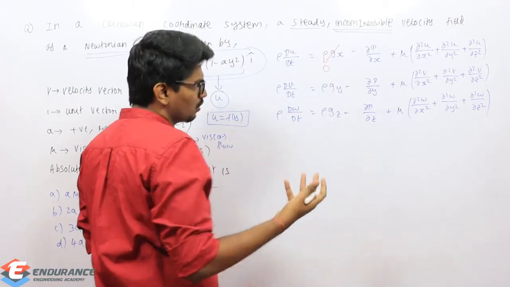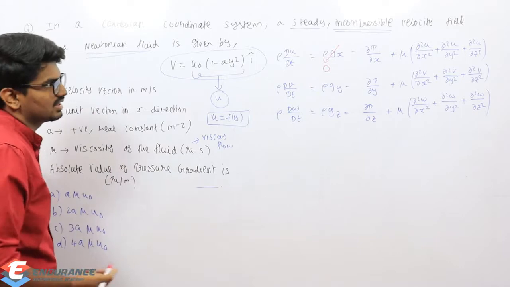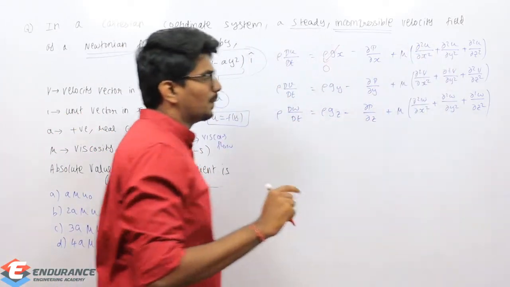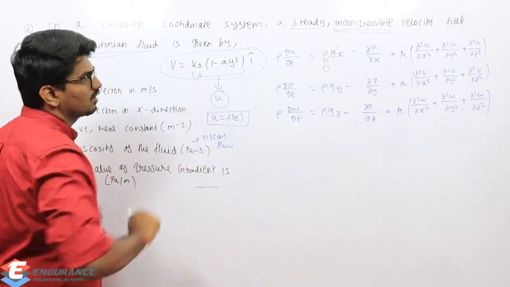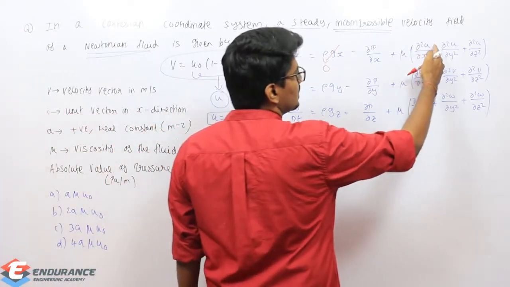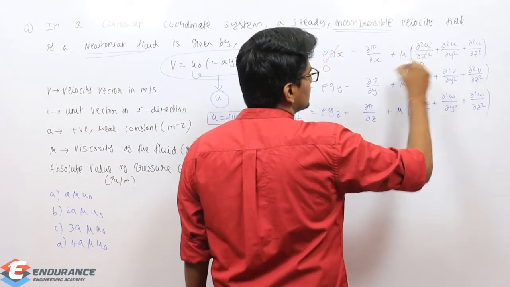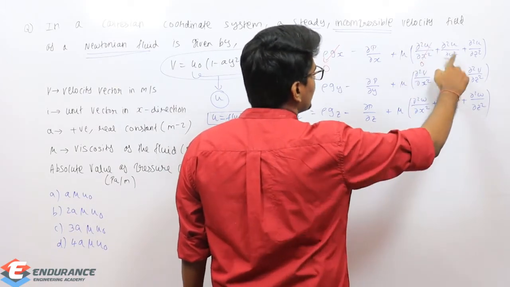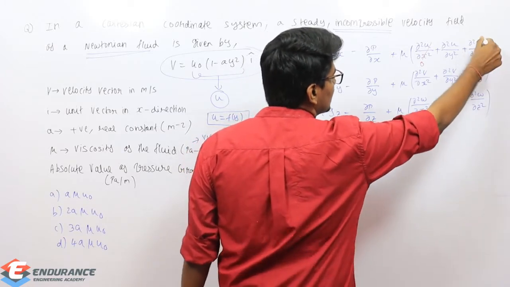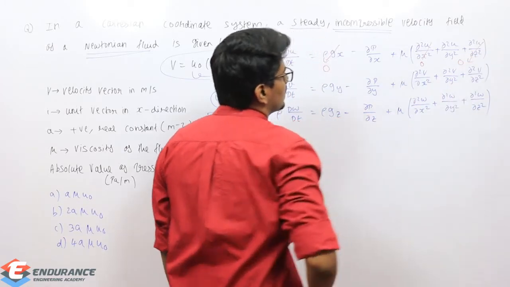Dou p by dou x, obviously that is what they are asking, the pressure gradient, plus mu into dou u by dou x. Now u is a function of y alone, so if I differentiate with respect to x, this will become 0. Again, u is a function of y alone, so if I differentiate with z, that also becomes 0.